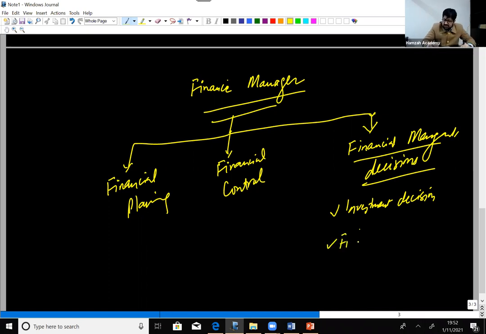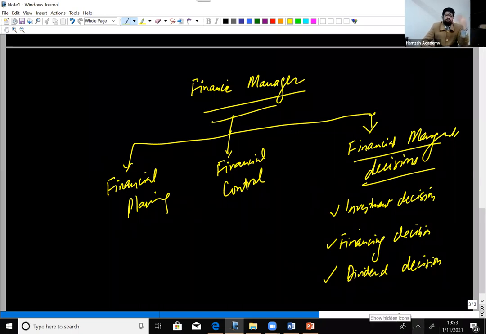Then the second is financing decision. Which source of finance is suitable for the company? Which source of finance is beneficial for the company? Financing decisions have to be made. And the third is dividend decision, a very important dividend decision. Again, we have to study all these things. Dividend decision, that how much dividend should be paid, whether it should be increased or reduced from the previous year, or it should be at the same level. Considering different factors, we have to make a decision. So financial management decisions have to be made. So three parts, three things to be done.